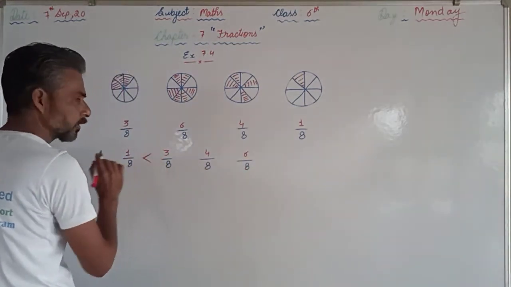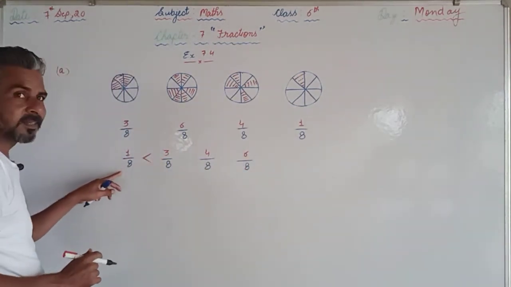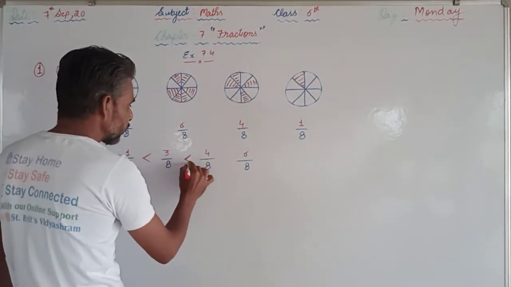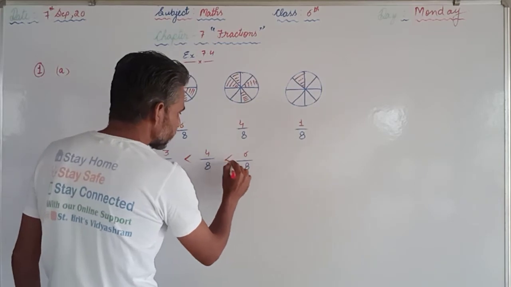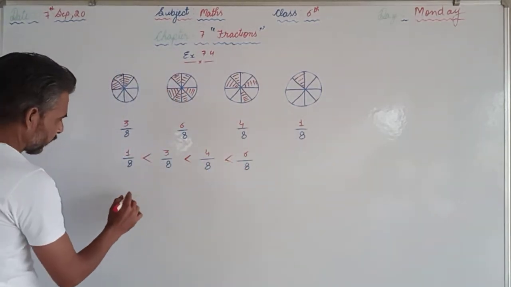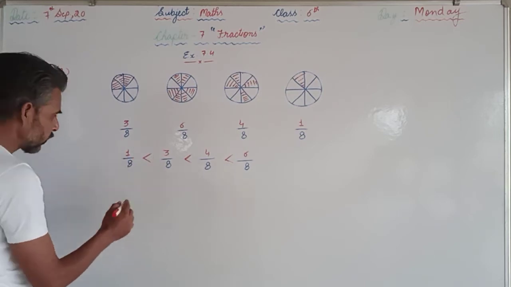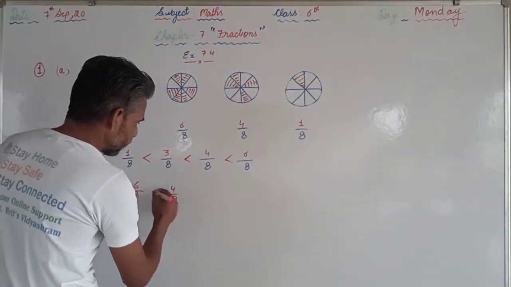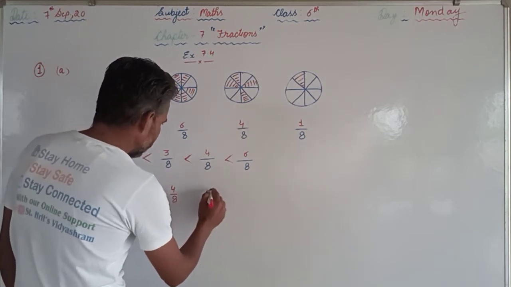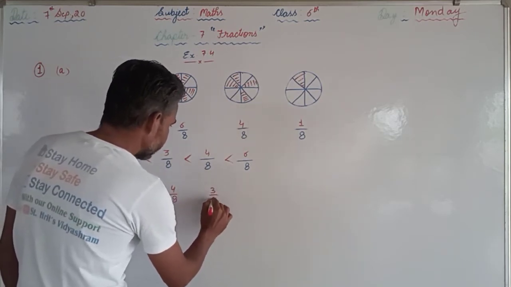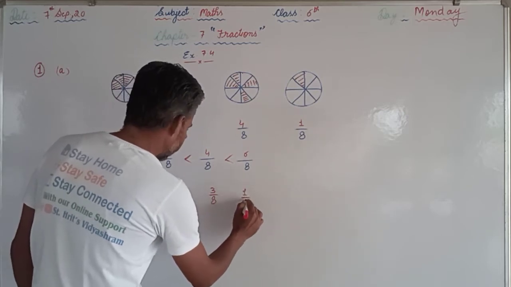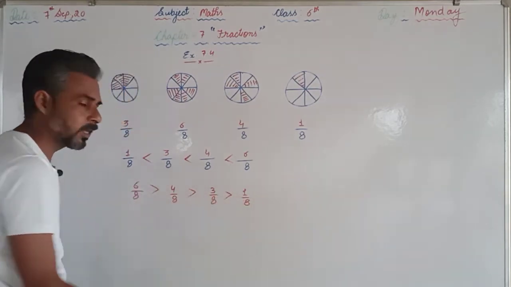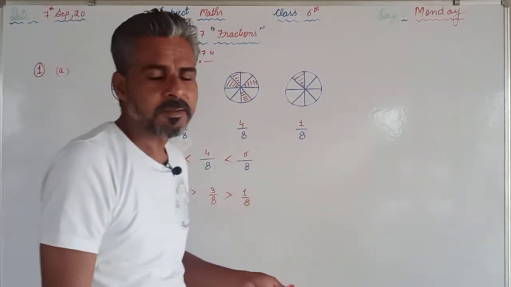So here the sign: 1 upon 8 is less than 3 upon 8. 3 upon 8 is less than 4 upon 8. 4 upon 8 is less than 6 upon 8. And if we want to write in the descending order, then we are supposed to write the largest one first, then proceed towards the least one. 6 upon 8 will be the largest one, then 1 upon 8 will be the least one.